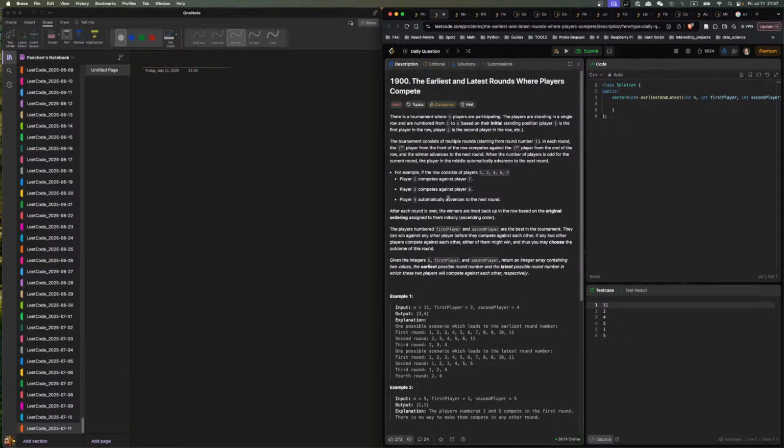The players numbered first player and second player are the best in the tournament. They can win against any other player before they compete against each other. If any two other players compete against each other, either of them might win, and thus you may choose the outcome of this round. Given the integers n, first player and second player, return an integer array containing two values, the earliest possible round number and the latest possible round number, in which these two players will compete against each other respectively.